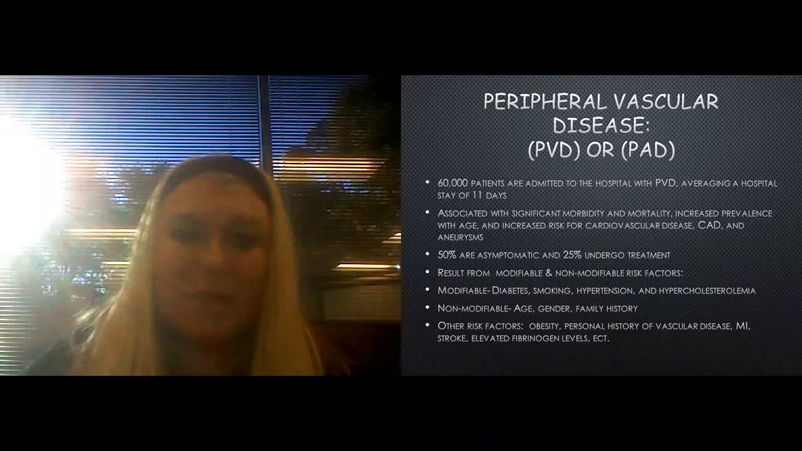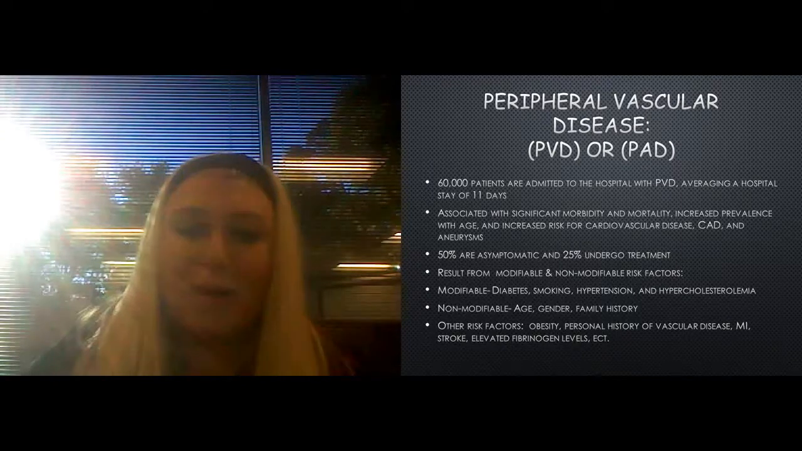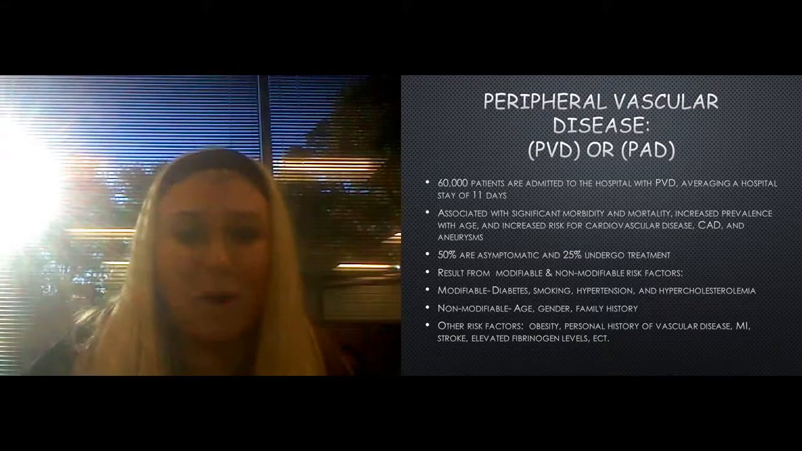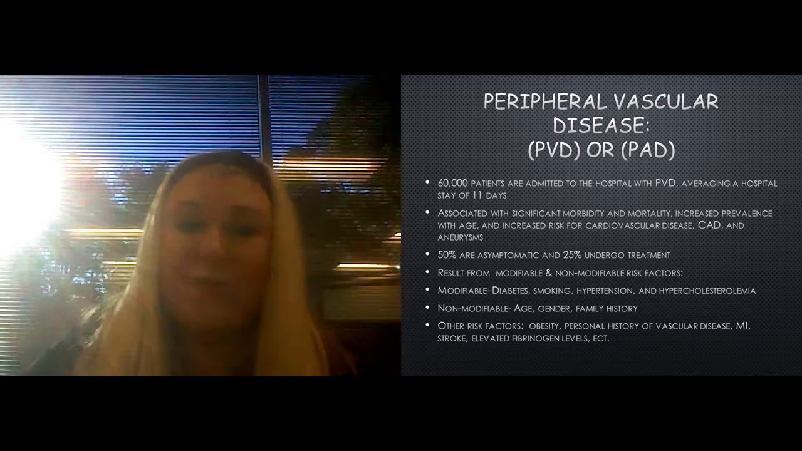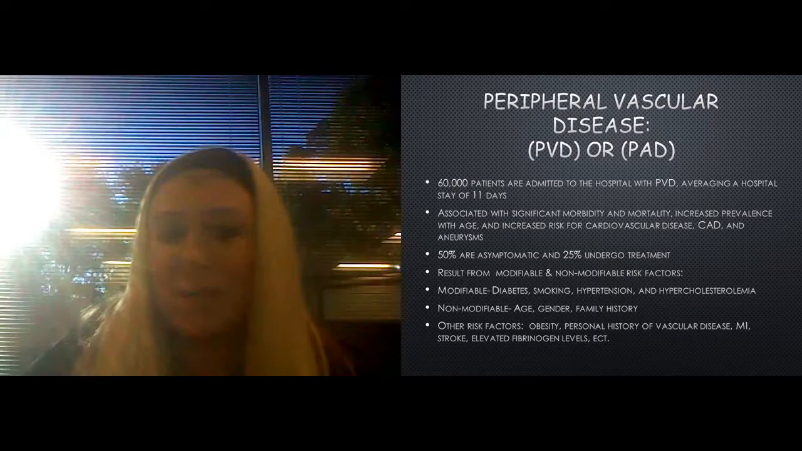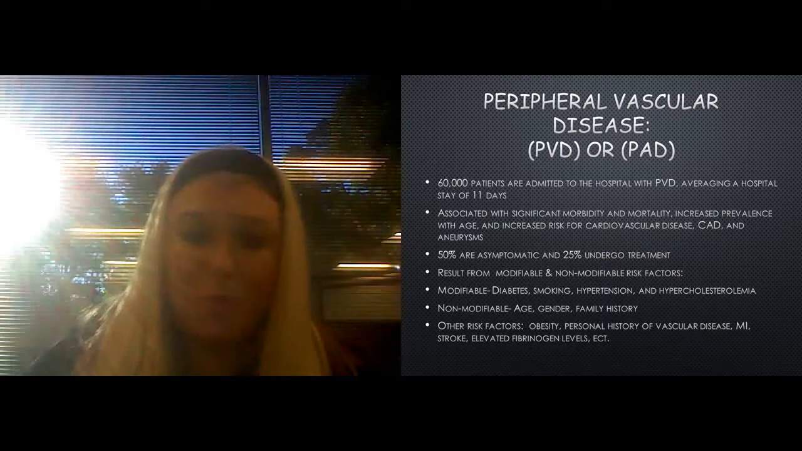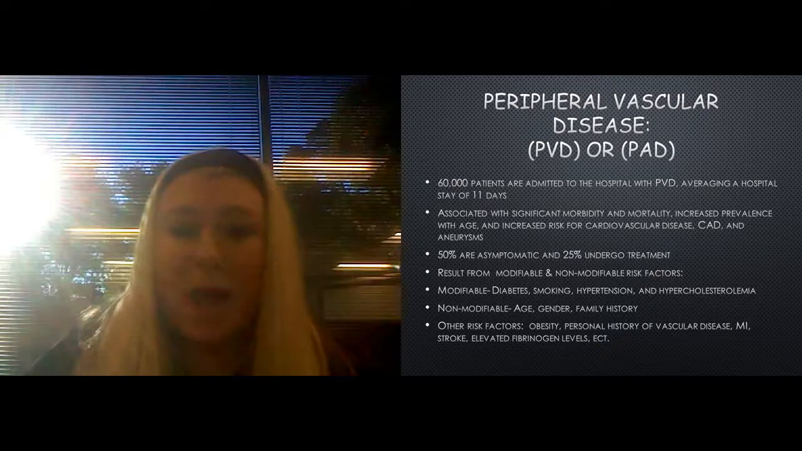Peripheral vascular disease. 60,000 patients are admitted to the hospital with PVD each year, averaging a hospital stay of 11 days. This is associated with significant morbidity and mortality, increased prevalence with age, and increased risk for cardiovascular disease, coronary artery disease, and aneurysm. 50% are asymptomatic and 25% undergo treatment. Modifiable risk factors include diabetes, smoking, hypertension, and hypercholesterolemia. Non-modifiable include age, gender, and family history.